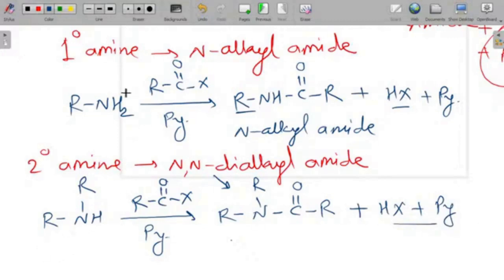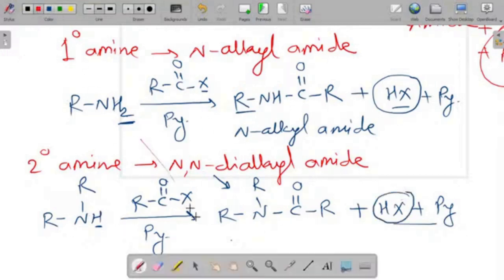If you see the difference between primary and secondary amines, in primary amines two hydrogens are there, but we require only one hydrogen. For reaction with acyl halide, we require a minimum of one hydrogen atom. So primary amine contains two hydrogen atoms, one hydrogen atom reacts with the halogen and HX is formed. Similarly in secondary amine, this hydrogen atom is abstracted and HX is formed. But what about tertiary amine? Now we'll see the reaction with tertiary amine.